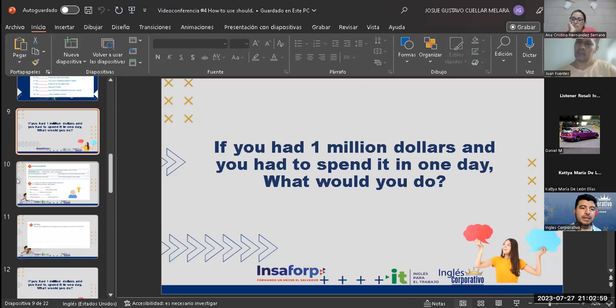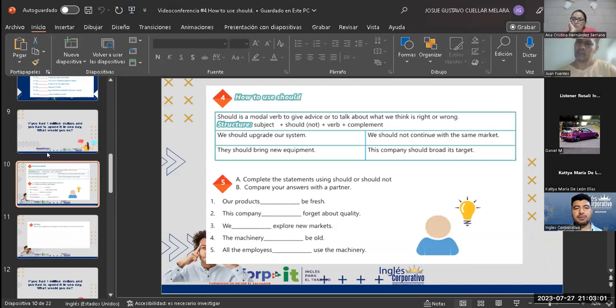Okay. Let's move to this part. And here we have how to use should. Okay. In this case, should is a modal verb to give advice or talk about what we think is right or wrong. Lo que está bien y lo que está mal. Y para dar consejos. Structure: subject plus should or should not, verb plus complement. Okay. We should upgrade our system.